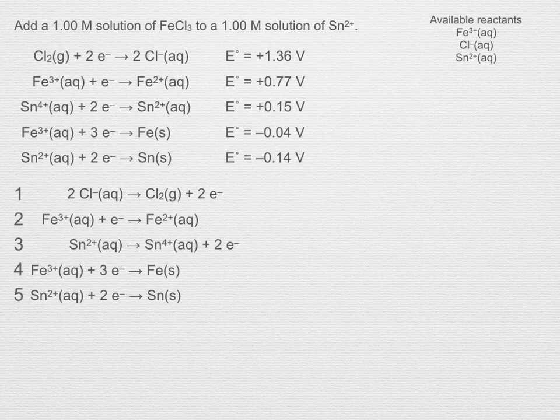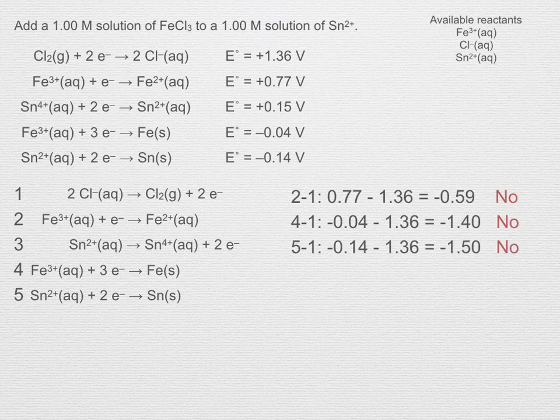So oxidation reaction number 1 will be combined with the 3 reduction reactions, which is 2, 4, and 5. We will calculate the reaction potential. If any are positive, then reaction will occur. Here are the 3 results. Now note that all of them do not react. The oxidation potential of the chloride is just too large.